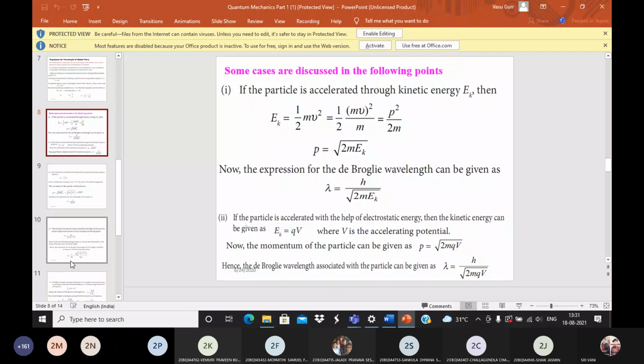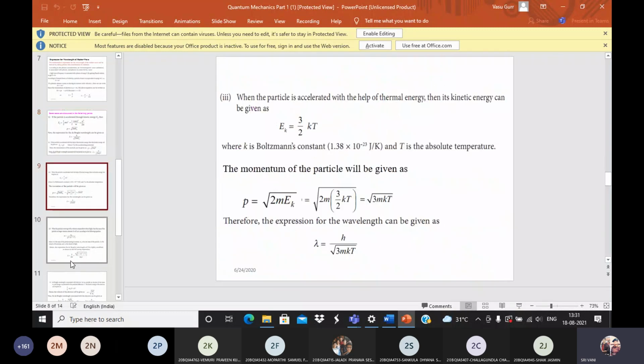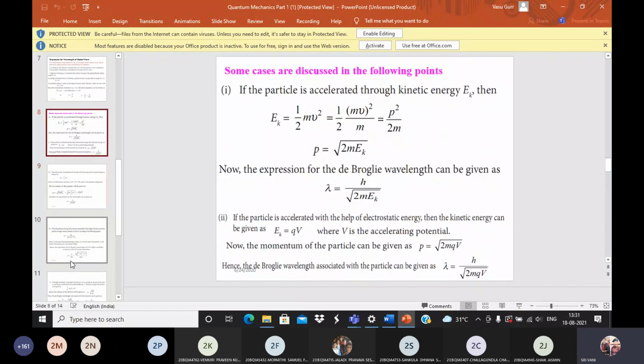Okay. Same de Broglie wavelength concept. Next, in terms of the potential, V. Once again, I am reminding you, V in general classical mechanics is velocity, but in quantum mechanics, we are taking this for the accelerating potential. Every particle needs the potential to move. That's why that is known as accelerating potential.